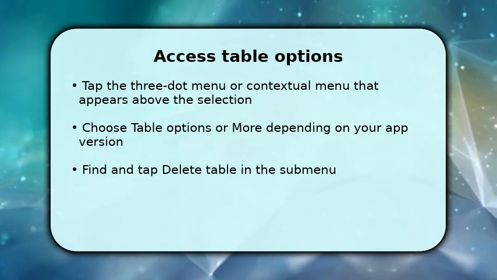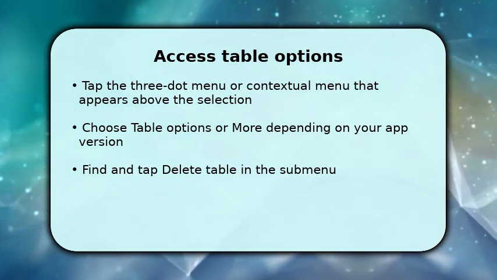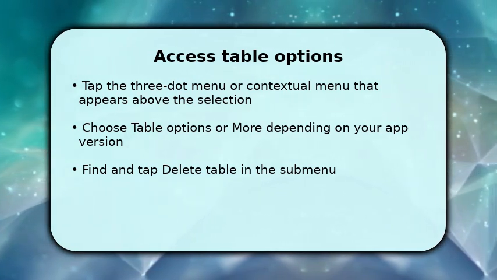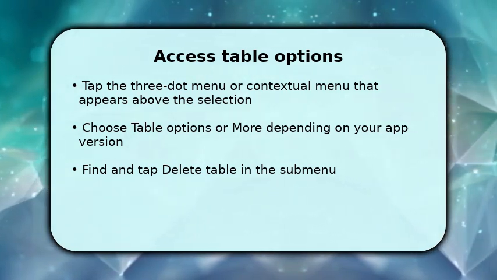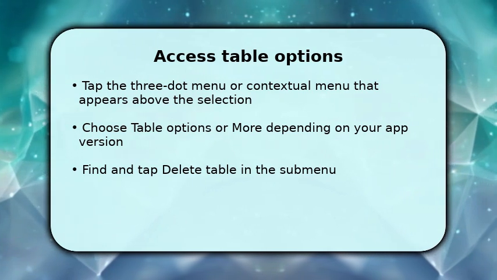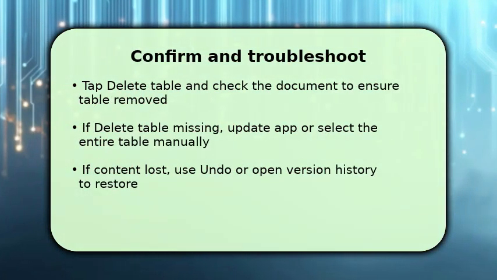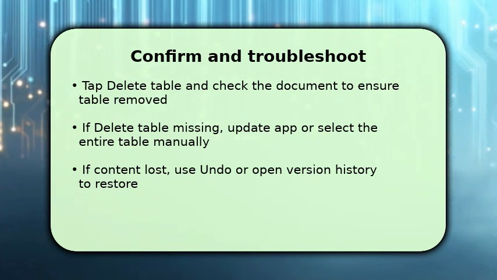It's the command that removes the entire structure rather than clearing cells. You tap Delete Table, and the app will remove the table while retaining the surrounding text. This is cleaner. Tap Delete Table to complete the removal, and then glance through the document to confirm the table is gone and text flows correctly.